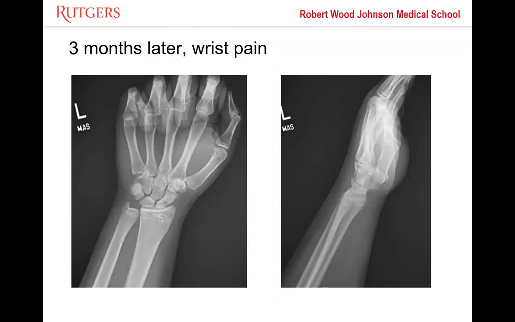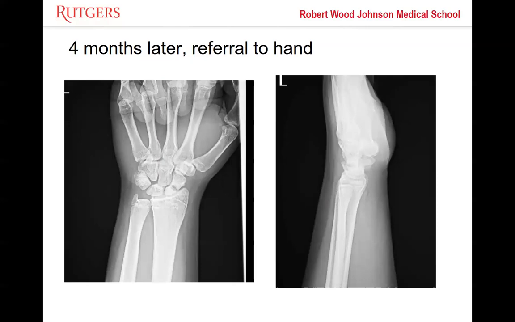And then he comes in 3 months later. He still has wrist pain. The non-op guy wasn't exactly sure what to do, put him in a cast and said, come back to see me next month. So at 4 months, the guy's still complaining of pain, comes in with these x-rays, and then was referred to me. So Todd, what do you think? Pretty similar to that first case we had. He's 4 months out now.